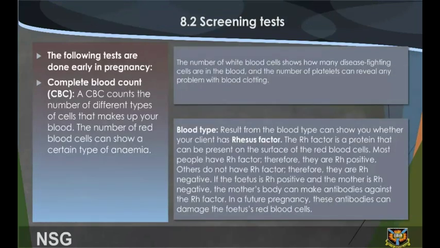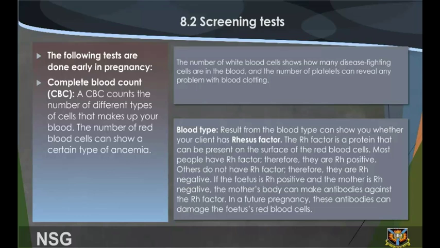Screening test. The following tests are done early in pregnancy. Complete blood count, CBC. A CBC counts the number of different types of cells that make up your blood. The number of red blood cells can show a certain type of anemia. The number of white blood cells shows how many disease-fighting cells are in the blood. And the number of platelets can reveal any problem with the blood clotting.